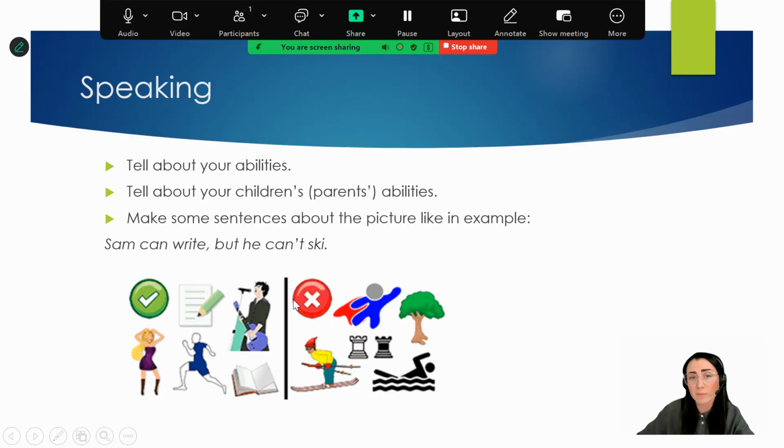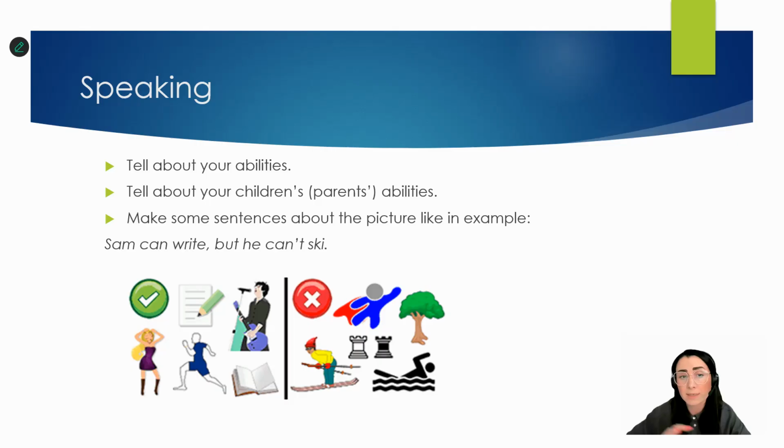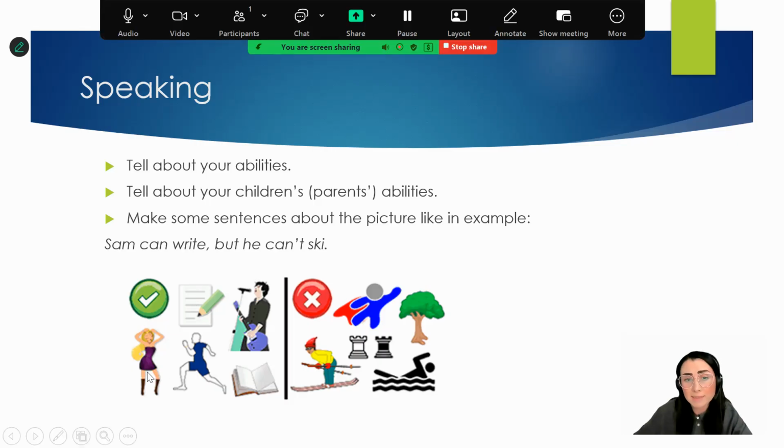Sam can write, but he can't ski. Sam can read, but he can't swim, and so on. Make one sentence with each picture. Check your answers. Sam can dance, but he can't fly. Sam can run, but he can't climb a tree. Sam can read, but he can't play chess. Very good. Let's go on.